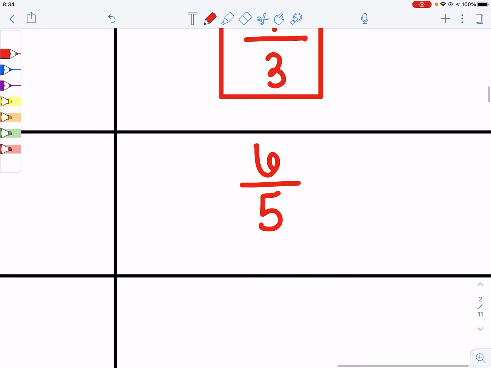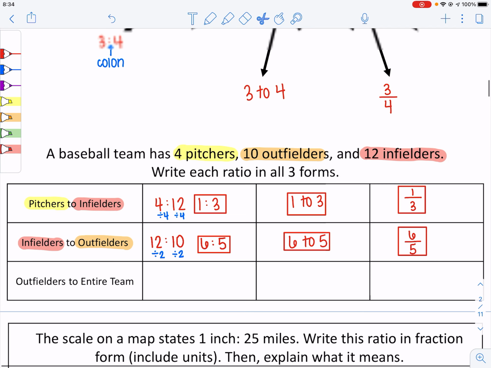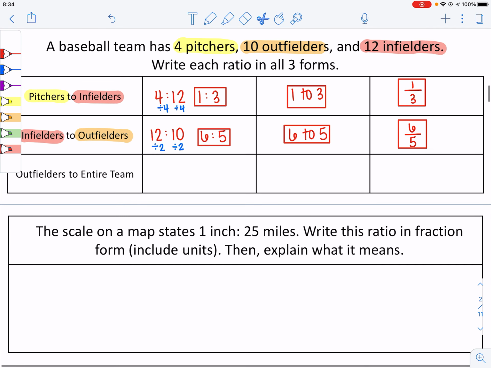Perfect. So go ahead and box in those final answers. If you did not have them correct, go ahead and correct them on your notes. Okay, so we have 6. That means that there are 6 infielders for every 5 outfielders that are on this baseball team.